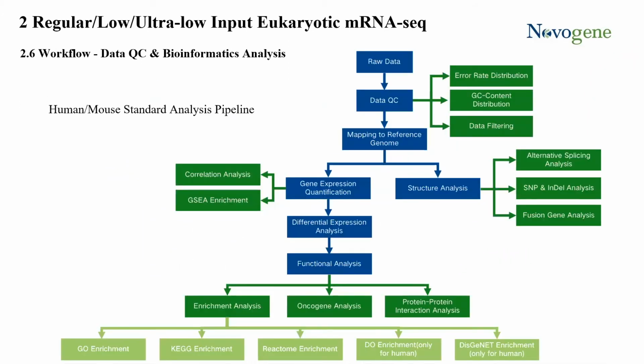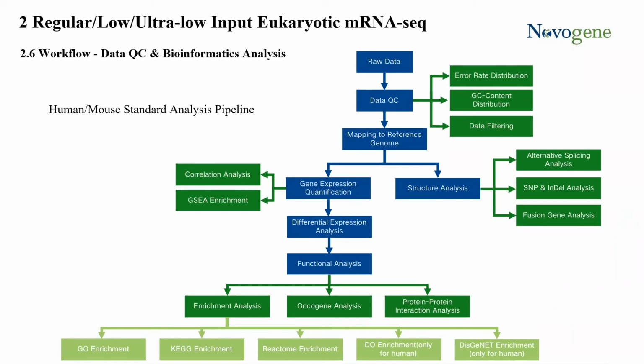Since our human and mouse standard analysis is the most sought after, let's go over the workflow together. It all starts with the raw data acquired from the sequencing reaction. This raw data is then qualified and filtered by error rate distribution and GC content distribution. Once we have only clean reads, we map them to the reference genome. After this is accomplished, our workflow branches out either to our structure analysis, where we analyze alternative splicing, single nucleotide polymorphisms, insertions, deletions, and fusion genes, or gene expression quantification, which culminates in the differential expression analysis of genes and their function analysis.